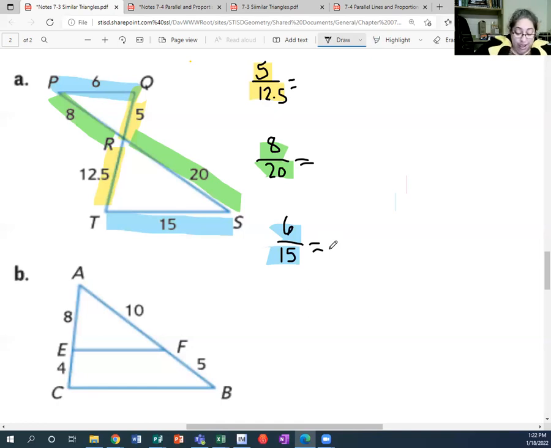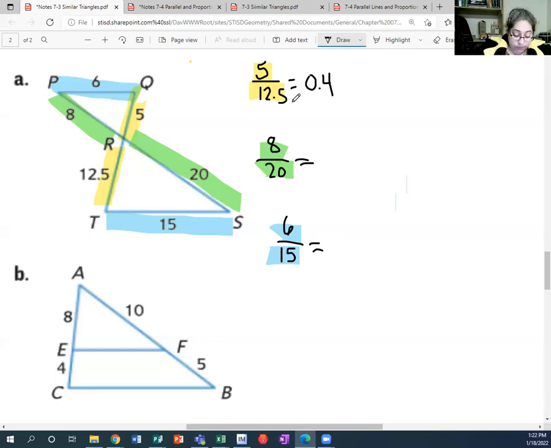All right, I don't know how to reduce 5 over 12.5, I don't know how to reduce 5 divided by 12.5. So I'm just going to use my calculator. And I'm going to get myself some decimals. So 5 divided by 12.5 is 0.4.